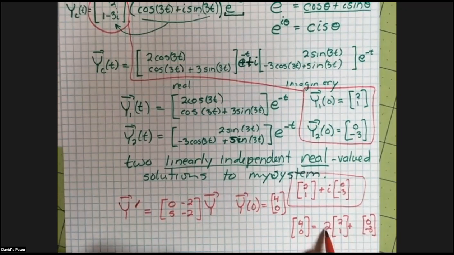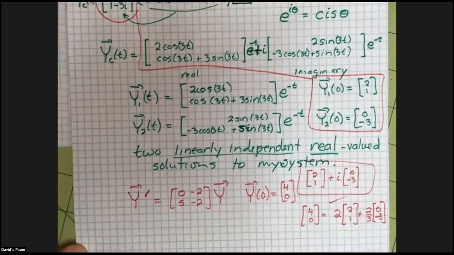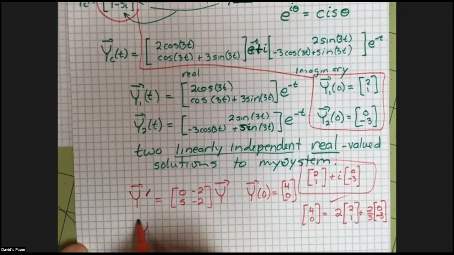But now that I've got the 2 there, I can figure this one out by looking at the bottom. 0 equals 2, and this better be -2 right here. What do I multiply -3 by to get -2? 2/3. 2/3 times -3 is -2. 2 plus -2 is 0. Got it.